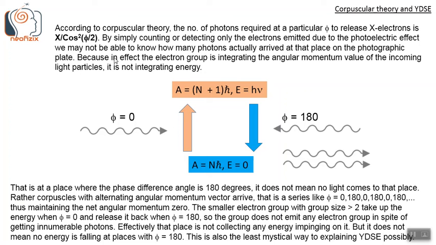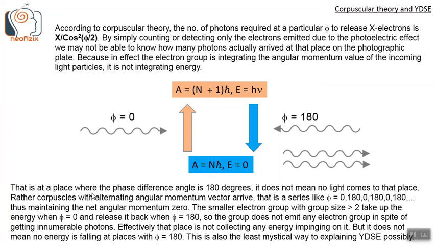So just by noticing X electrons, we cannot know what was the X by cos square phi/2 number of photons that came onto the plate, because in effect the electron group is integrating the angular momentum value of the incoming light particles. It is not integrating energy. So since it is not integrating energy, it is not a straightforward mapping between X electrons and X photons. So we have to be careful there in the interpretation.